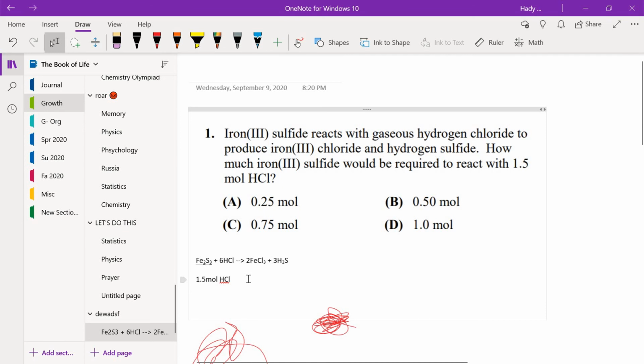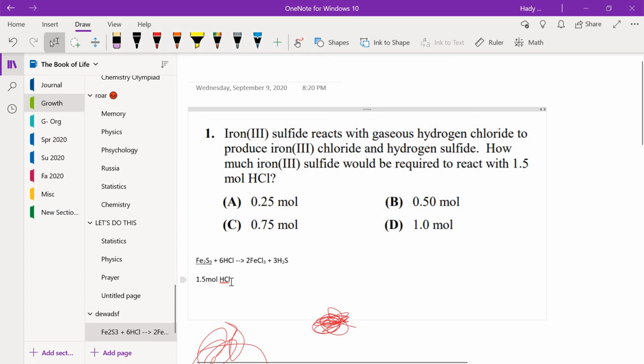Typically what students know is you're either going to multiply by 6 or divide by 6. Without doing critical thinking even, I know that we're going to divide by 6. Because for every 1 iron sulfide, you need 6 hydrogen chlorides. So thus, you're going to need less of this to react with this.